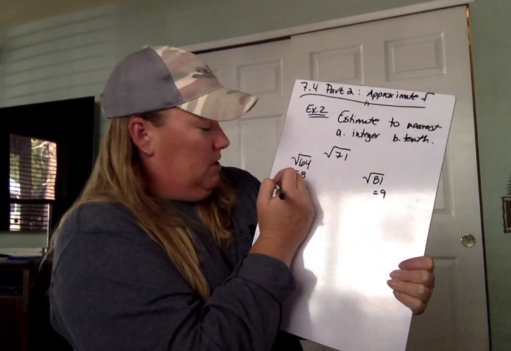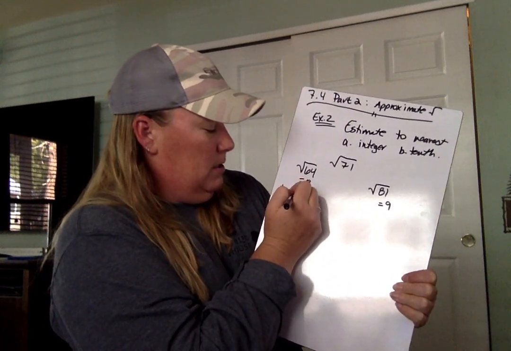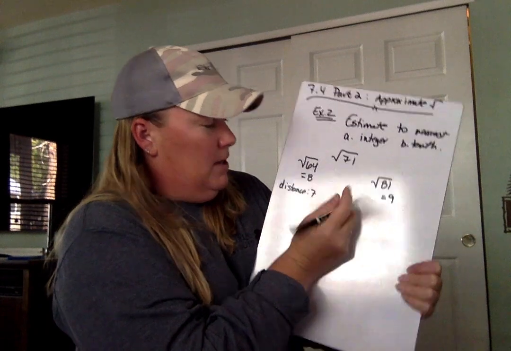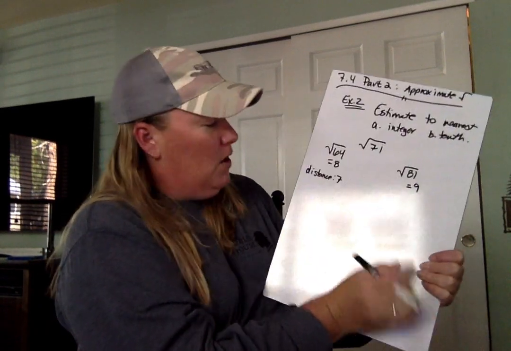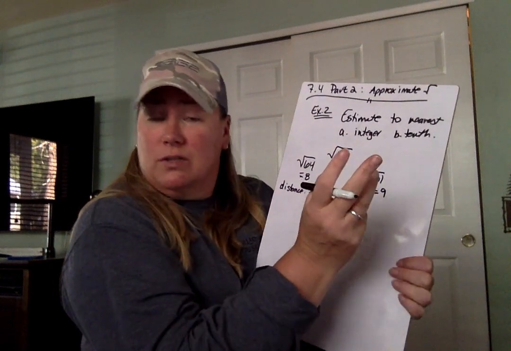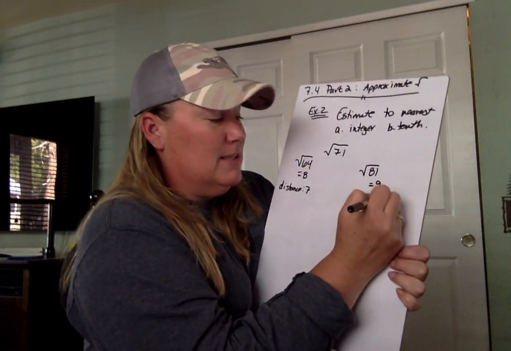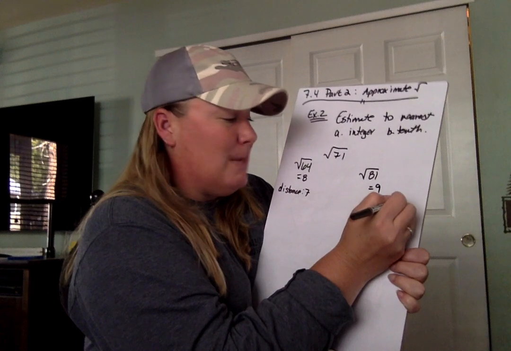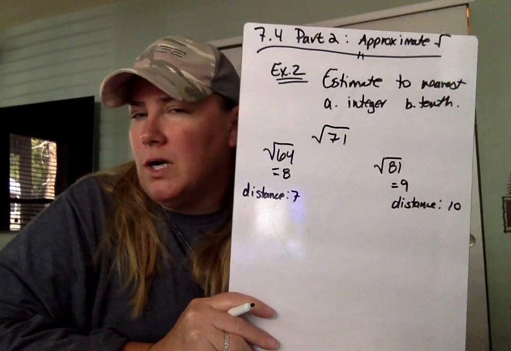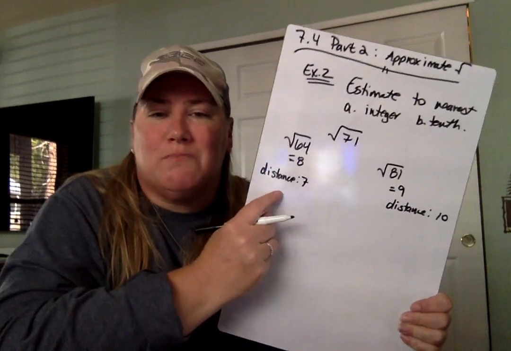So I'm going to put distance. You could say distance or difference, it doesn't matter. So it's 7 away from 64. And from 71 to 81, hopefully you don't need your fingers on that one. Distance or difference, same thing. It's 10 away. And when you're trying to figure out what integer it's closest to, you're looking for the smallest distance.